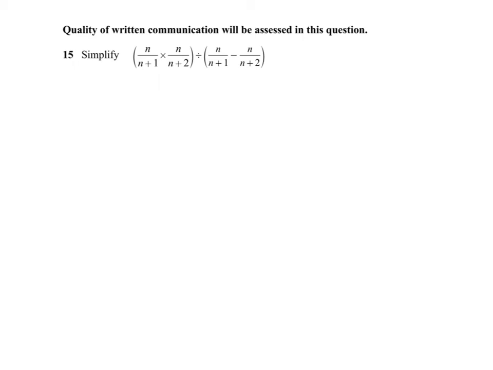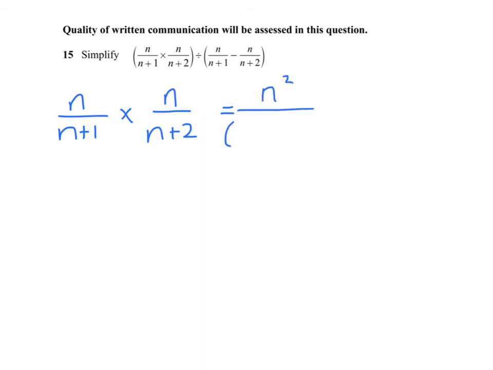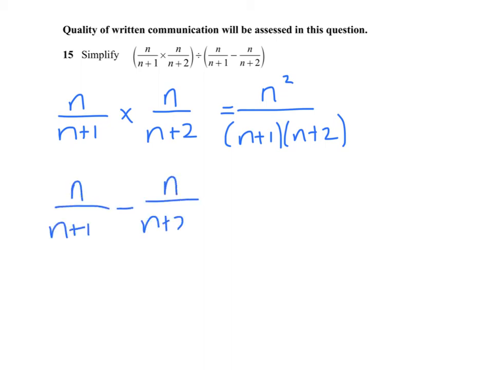I'm going to start by simplifying the first bracket. So I have n over n plus 1 times n over n plus 2. Multiplying the numerators, I get n squared, and the denominators, I get n plus 1 upon n plus 2. If I then take the second bracket, n over n plus 1 minus n over n plus 2, we can only add fractions if we have a common denominator, and we get that by multiplying the two denominators.